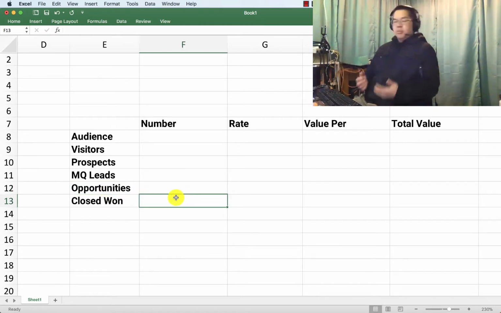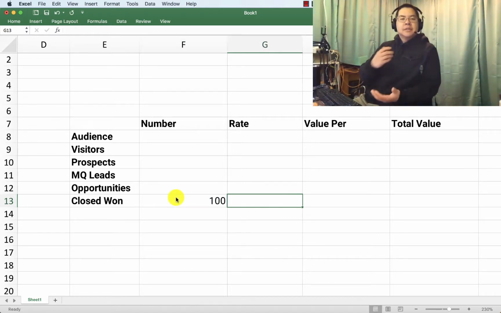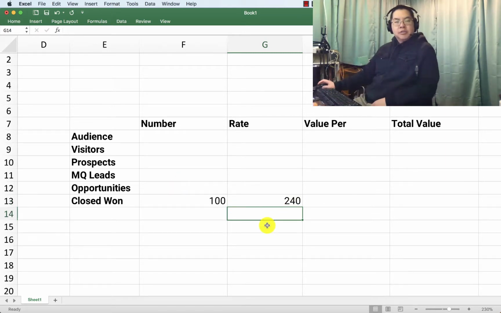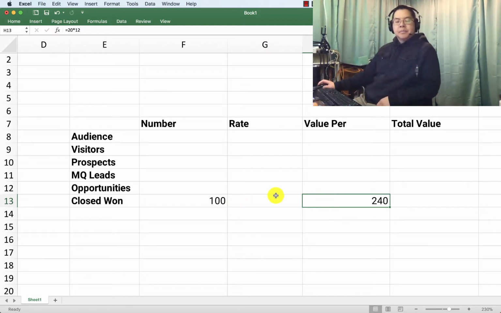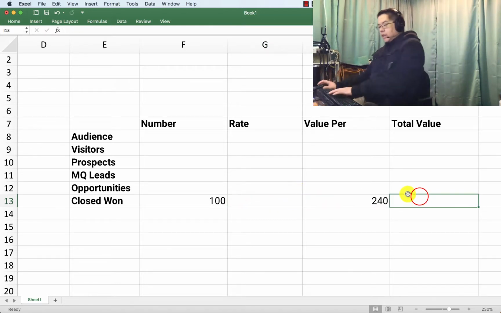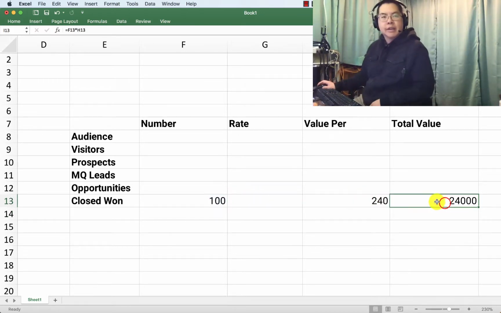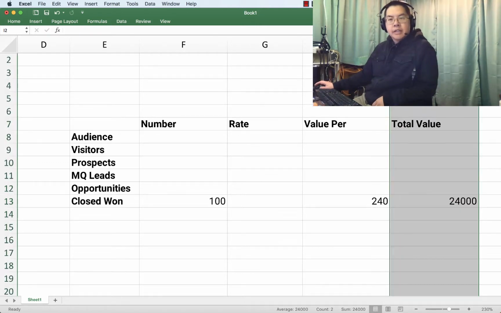Let's say we sell software, software as a service, a subscription, whatever. Let's say we closed 100 deals. We won 100 new customers, and the value of a customer on an annual basis, let's say it's a $20 a month service times 12 months, that's $240 per deal. Now the total value would be 100 customers times $240, the annual fee. That's $24,000. So far, so good. Let's do a little format here. Make sure this is in currency so that it's easy to read.